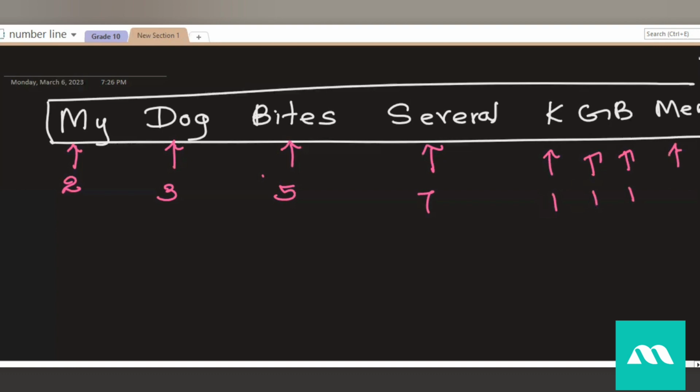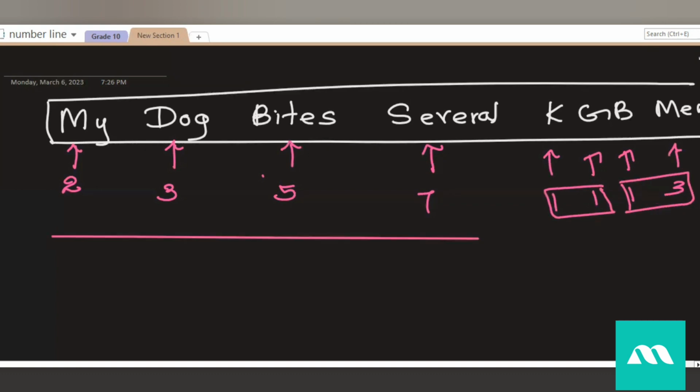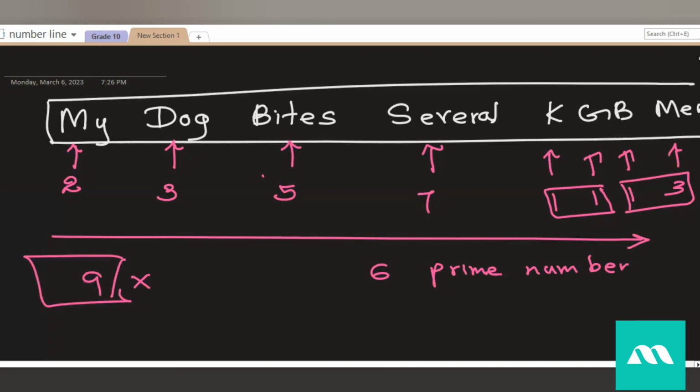We consider these two digits and make one number. Here 30. Then these are the first six prime numbers. If you want, you can remember this simple sentence and you can remember the prime numbers. Then you never write the 9; most of the time students get confused with the 9. You will never write 9 as a prime number. Okay, my dog bites several KGB men.